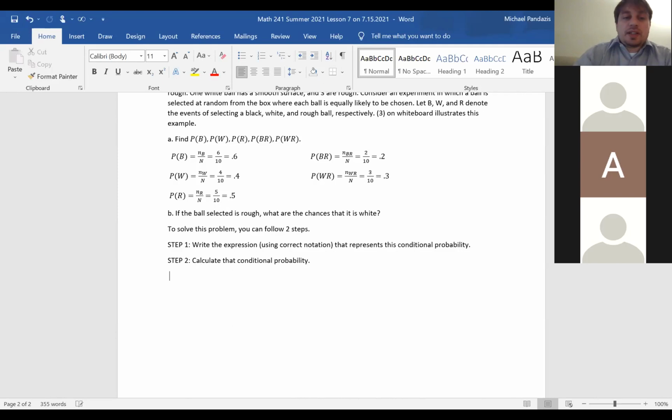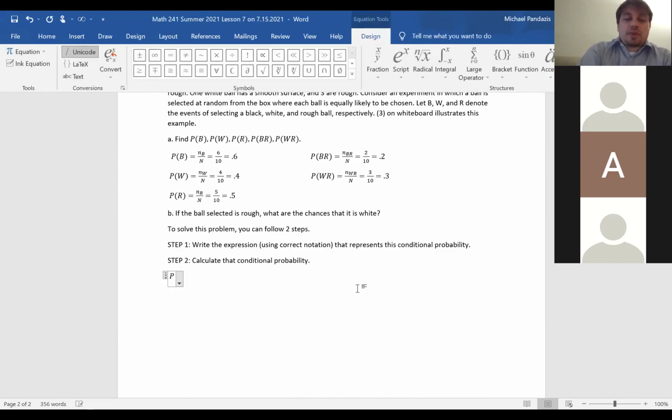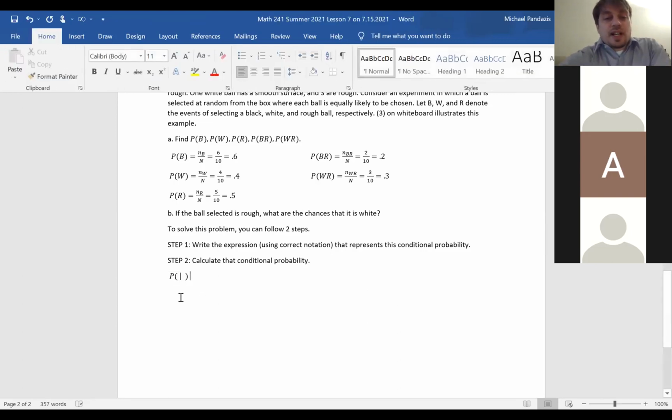Okay, so here we want to find the probability of one event given the occurrence of another event, right? We want to fill in the blanks here. We have an event here, but we also have a given event here, right? So let's look at the right side of the vertical line. The right side of the vertical line has the event that is assumed or given to occur.